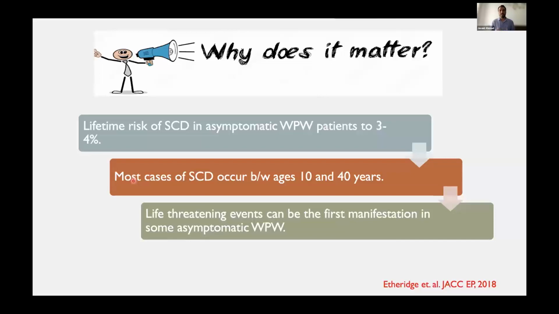So first thing is, why does it matter? As was pointed out, there is a risk of sudden cardiac death in patients with asymptomatic pre-excitation. It is to the tune of about 3 to 4% lifetime risk. I just want to highlight it's a lifetime risk, not the annual 3 to 4%. Most cases of sudden cardiac death occur between age 10 and 40 years. Patients who come after their 40s are usually at low risk for sudden cardiac death. And life-threatening events, unfortunately, can be the initial manifestation in some patients with asymptomatic WPW on ECG.